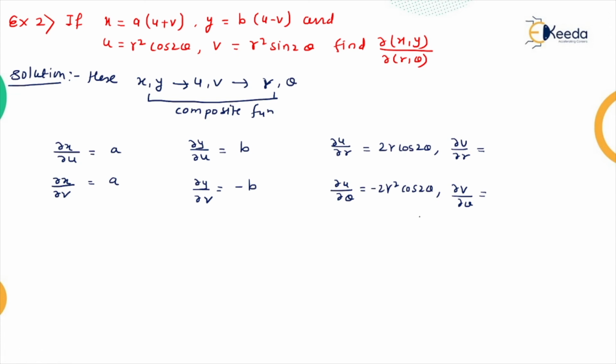This ∂u/∂θ, you know the value is sin 2θ, because the cos 2θ derivative is sin 2θ, right? That is sin of 2θ. Next ∂v/∂r. So this is a minus ∂v/∂r with respect to r. This is a plus, that is 2r sin 2θ, 2r sin 2θ.